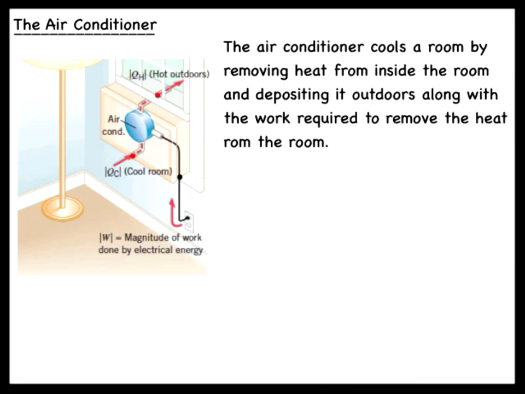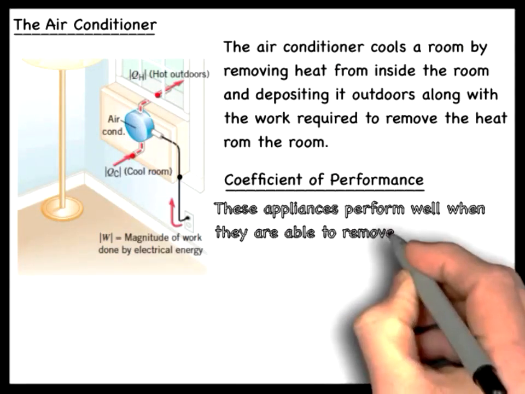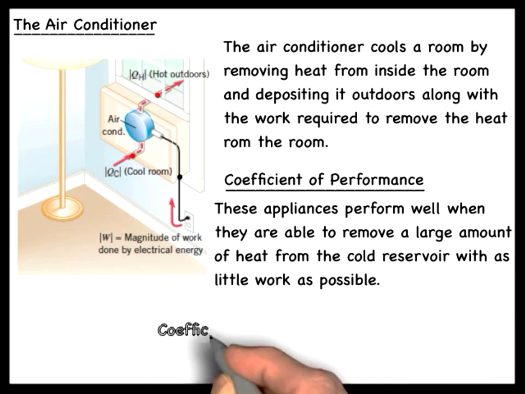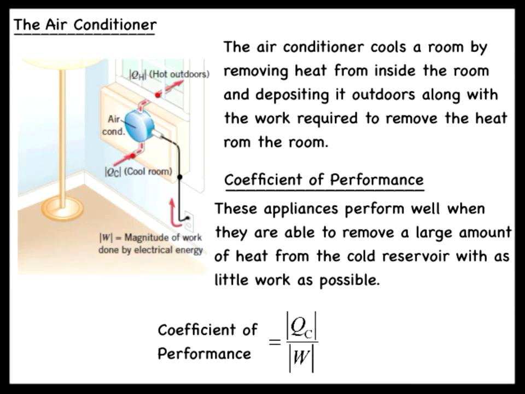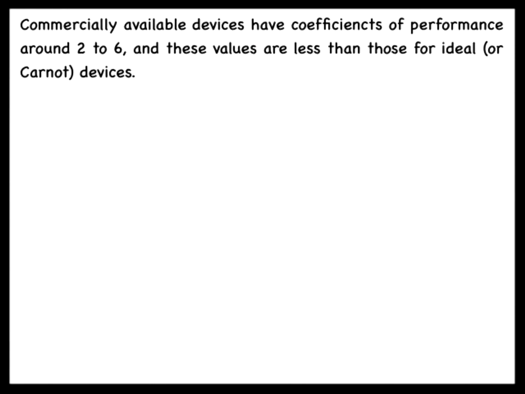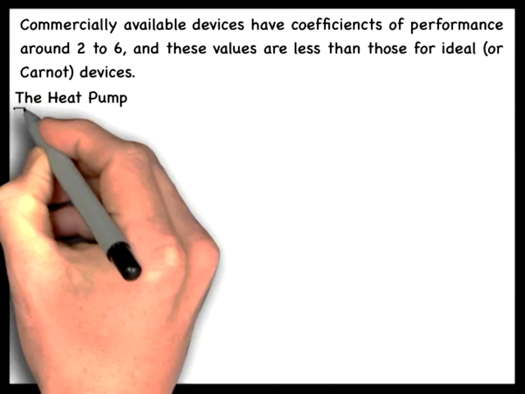How well a refrigerator or an air conditioner works is given by its coefficient of performance. These appliances perform well when they are able to remove a large amount of heat from the cold reservoir with a relatively small amount of work. Therefore, the coefficient of performance is defined as the ratio of QC to W. Commercially available refrigerators and air conditioners have coefficients of performance in the range of 2 to 6, depending on the temperatures involved. The coefficients of performance for these real devices are less than those for ideal or Carnot refrigerators and air conditioners. In essence, refrigerators and air conditioners are a kind of heat pump, in that they pump heat uphill from the cold temperature to the hot temperature.